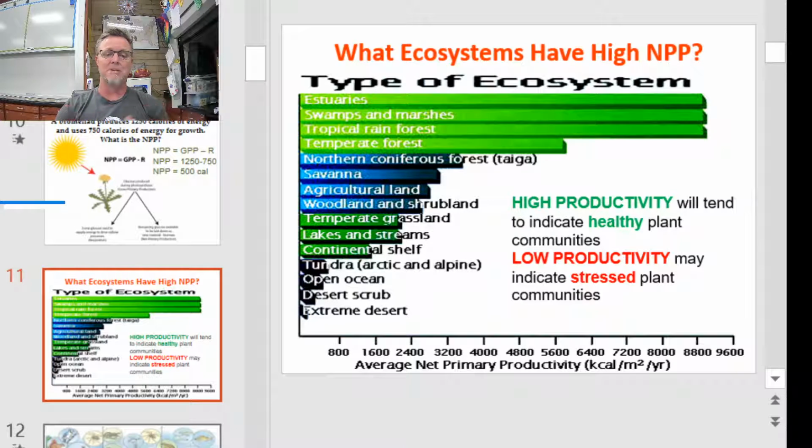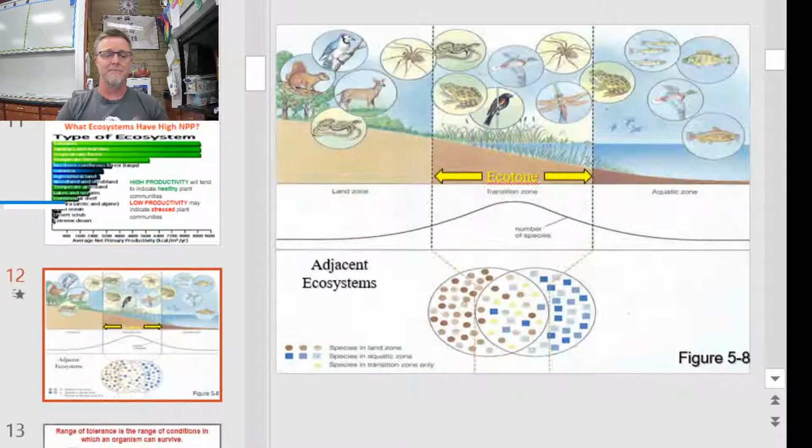So that's why measuring net primary productivity and focusing on energy and ecosystem studies becomes really, really important to an ecologist or us environmental scientists, because we want to know what kind of impact humans are having on an ecosystem, and we want to know what the health of the ecosystem is in order to protect it.